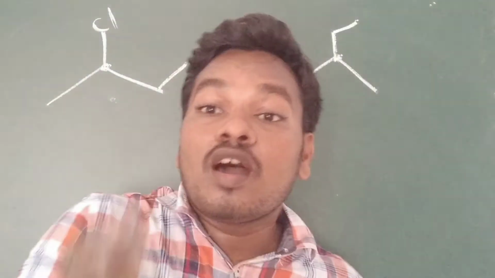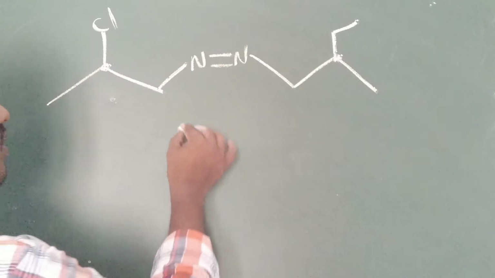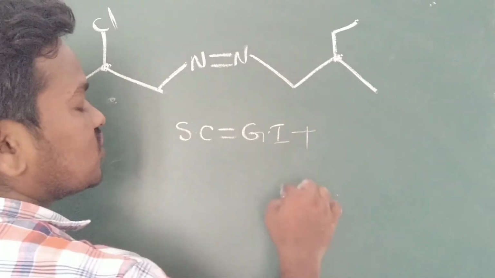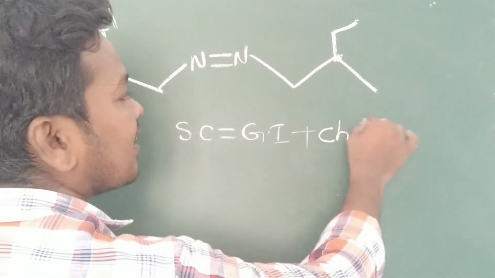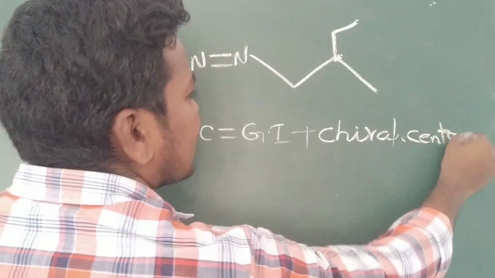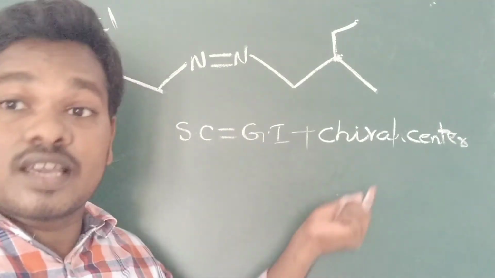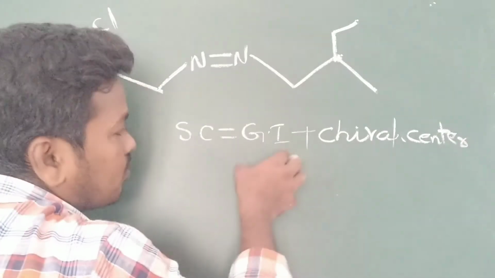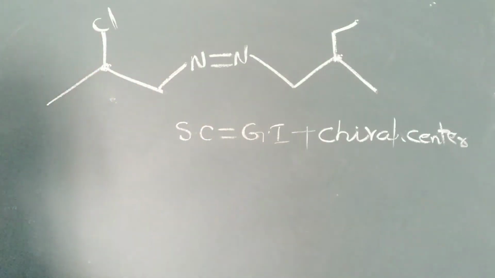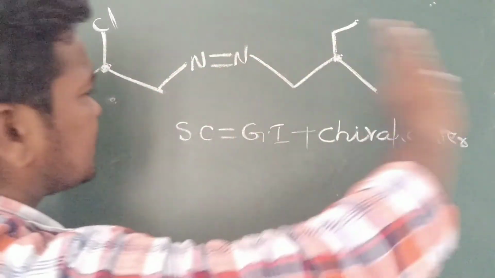Find out the number of stereo centers in this molecule. The number of stereo centers is nothing but the number of atoms exhibiting geometrical isomerism, plus the chiral centers. Chiral centers in the sense, you can take nitrogen chiral center, carbon chiral center, oxygen chiral center, phosphorus chiral center. First of all, we have to find the geometrical isomerism. Later we have to find out the chiral carbon. We have to add both. That is called a stereo center.